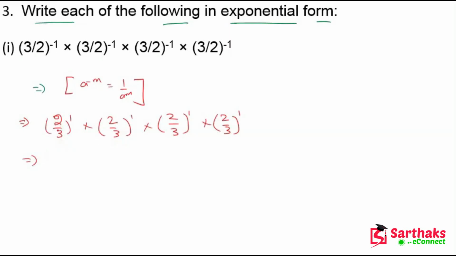Now here you can see that the base is the same. So we can write 2 upon 3 and the powers will be added. So this is 1 plus 1 plus 1 plus 1. So this will be 2 upon 3 raised to power 4. Okay, understand my dear friend? Yes, now let's move on.